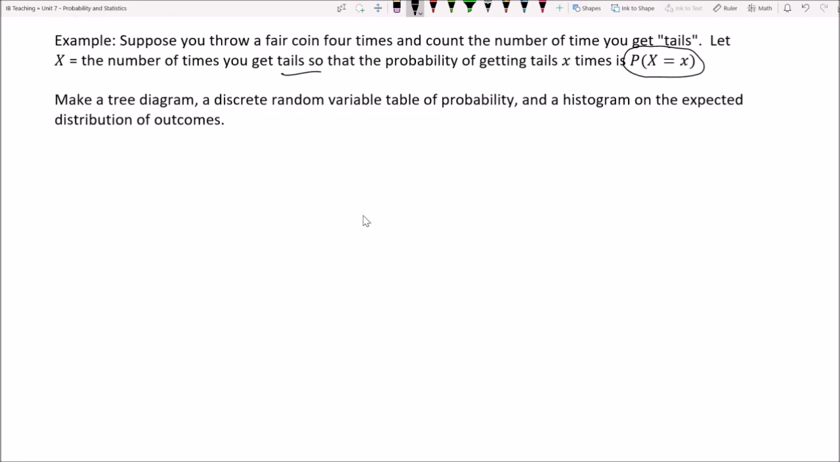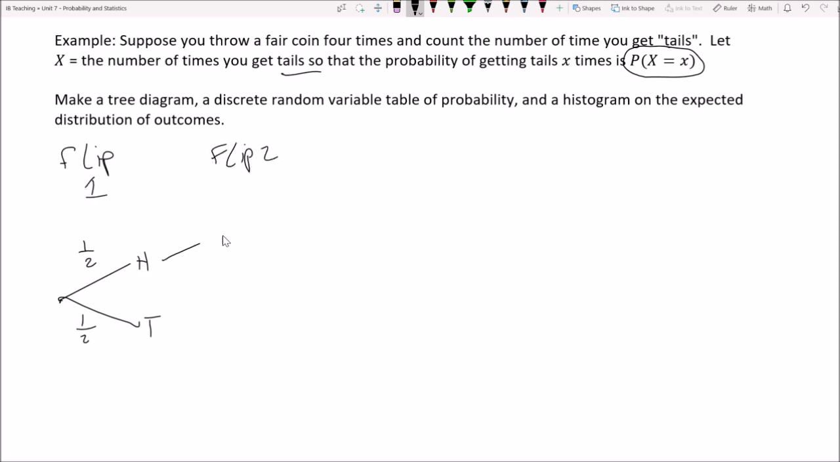So let's do it. If we're going to flip a fair coin 4 times, that's actually 4 distinct events. On the first one, you might get heads, and you might get tails. There's a 1/2 probability of heads and a 1/2 probability of getting tails. That's flip 1. What about flip 2?